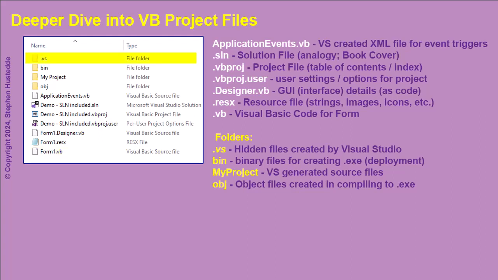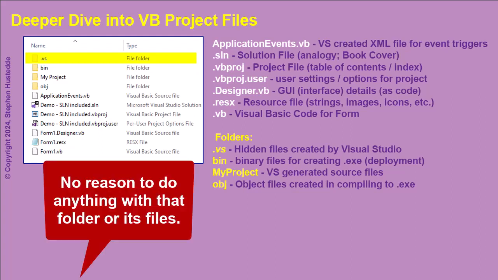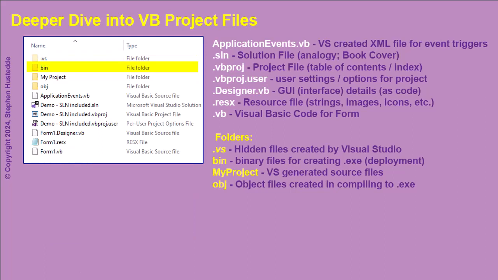Then we have some folders. You can turn hidden folders and files on inside of Windows Explorer. And if you do that, you'll notice there's a folder here called .vs. That's hidden files created by Visual Studio. There's a bin folder that contains the binary files that are used in creating our executable for deployment. We'll look at that in a little more depth here in a second. The My Project also contains some generated source files for Visual Studio. And the OBJ are the object files, and those are sort of in-between files from our source code to our compiled executable. There's some object files being created.